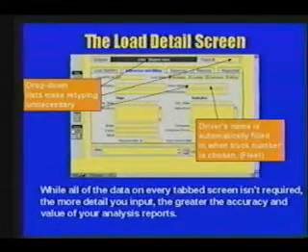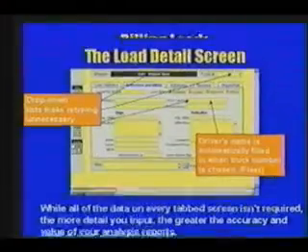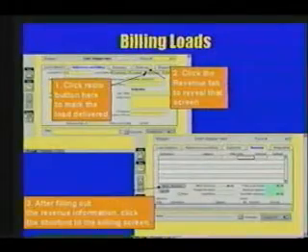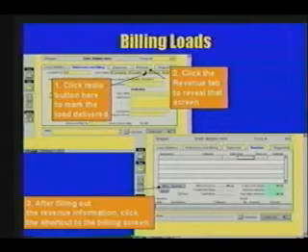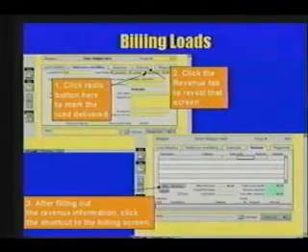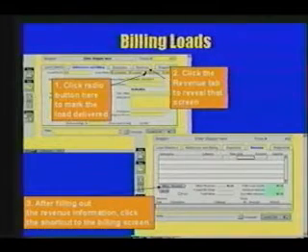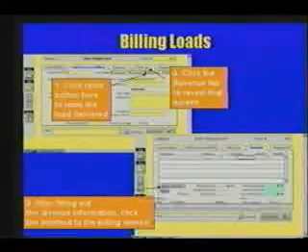After a load is delivered, billing it is a straightforward process. You mark the load as delivered. You then click on the Revenue tab to go to the revenue information for that load. If all revenue information is correct for that load, you may then bill the load. Click on the Billing Payments button to bill a load.